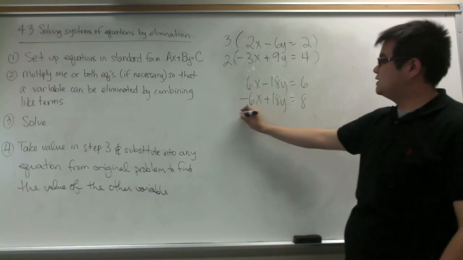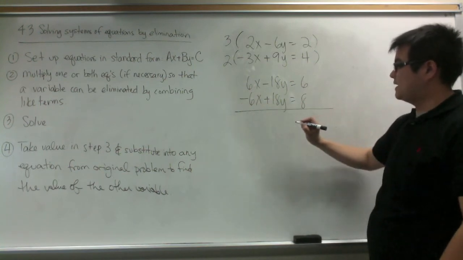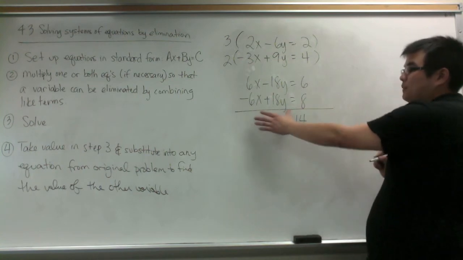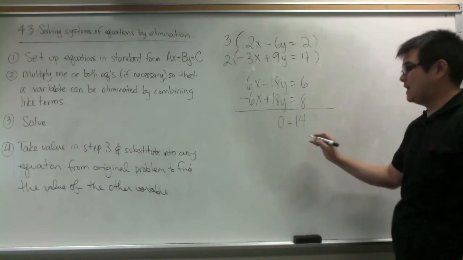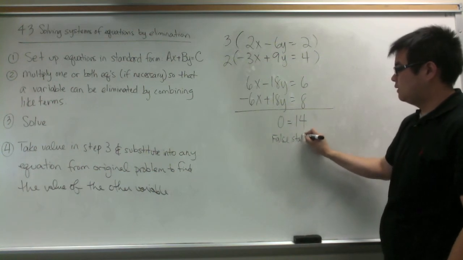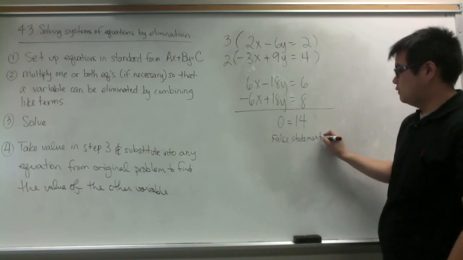Now I'm going to combine my like terms. I end up with 0 is equal to 14. Both variables actually eliminated, and I ended up with a false statement, which means no solution.